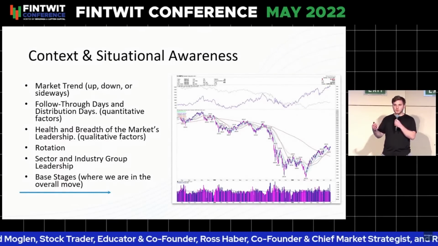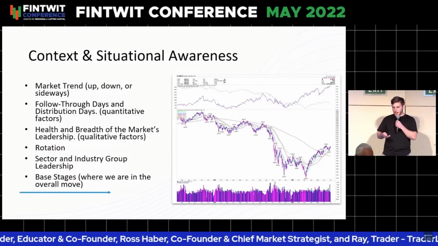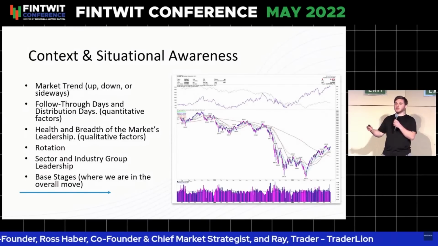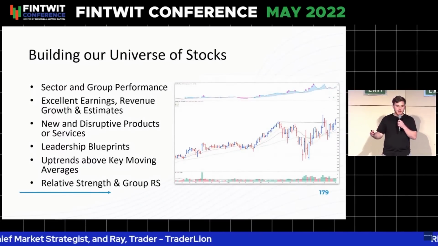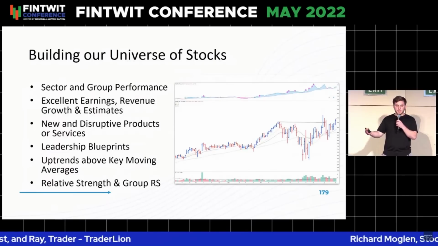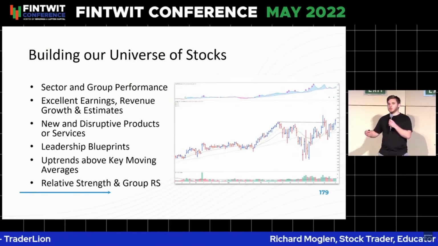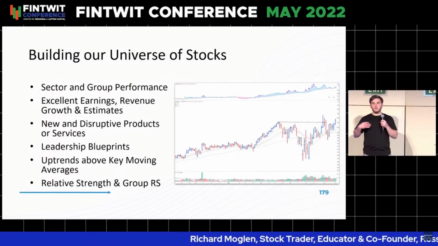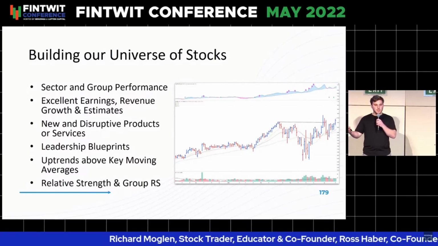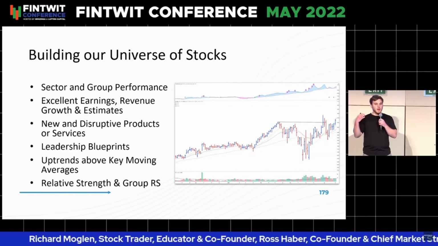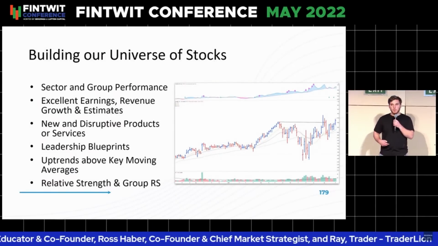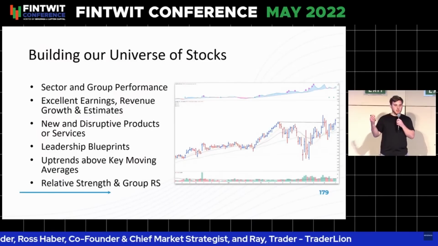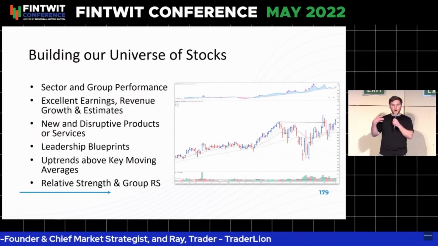We've got to wait for that follow-through day and for those leaders really to emerge. And going from that, once we've got the market trend in place here, the next step is picking the right batch of stocks to trade. We talk about building our universe of stocks, and what we want to look for goes along with the traditional CANSLIM methodology. We want to look for superior sector and group performance, excellent earnings, revenue growth, and estimates, something that Eve talked about earlier in a presentation. And we also want to see new and disruptive products and services.